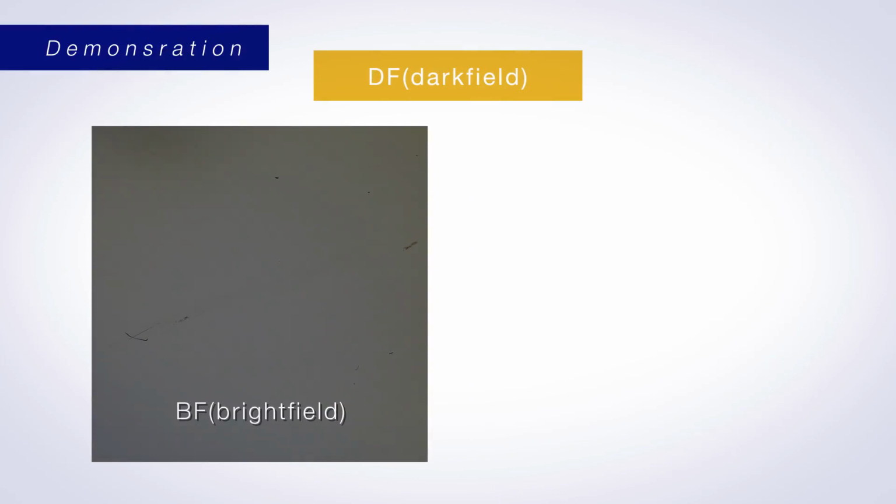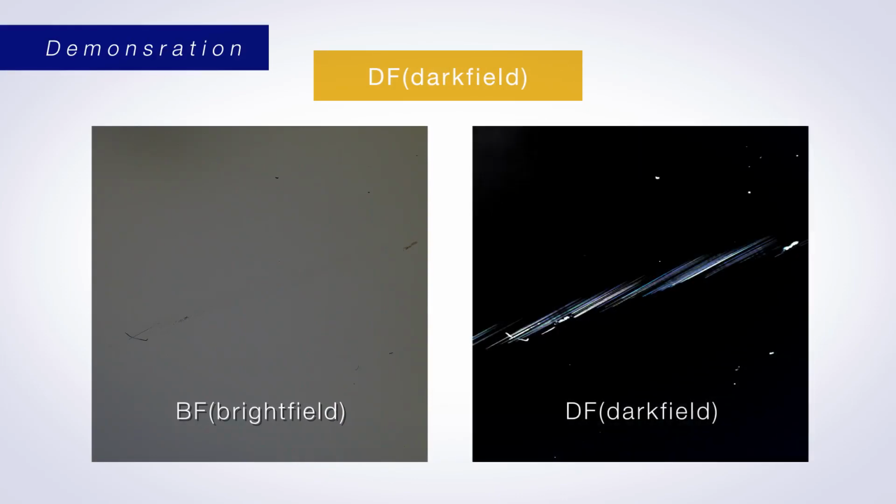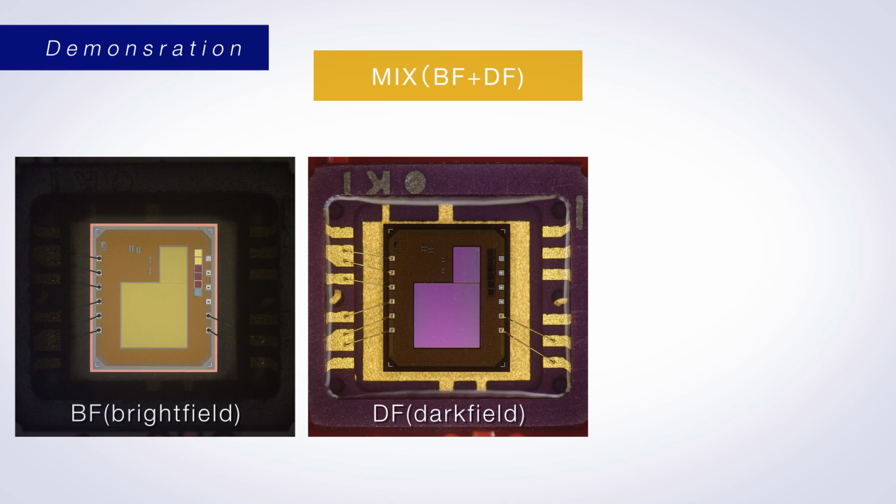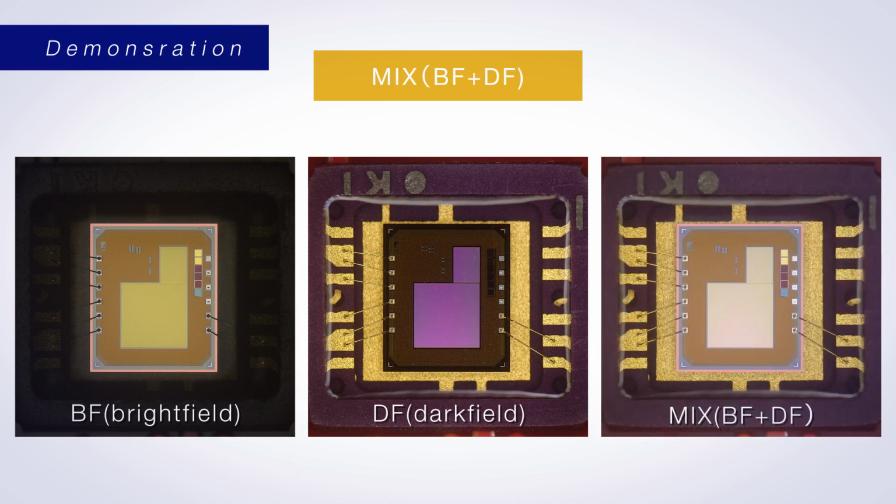This is dark field observation. You can highlight dust, scratches, and other objects by obliquely illuminating the sample with grazing incident light. The result is that dust and scratches will look bright against the dark background. This is mix observation. This observation method allows you to easily detect scratches and defects that were difficult to find with a conventional microscope by adding the detection capability of the dark field to the visibility of the bright field.